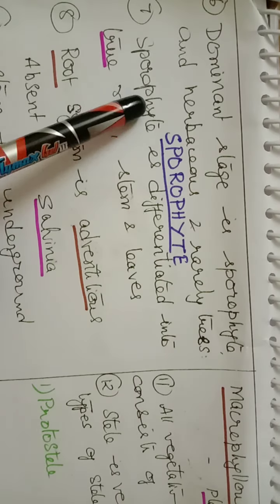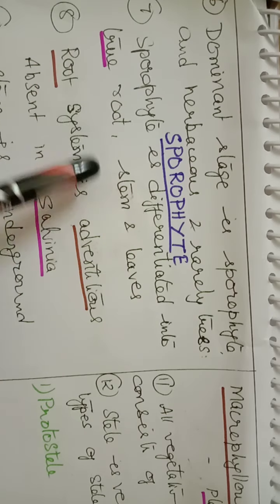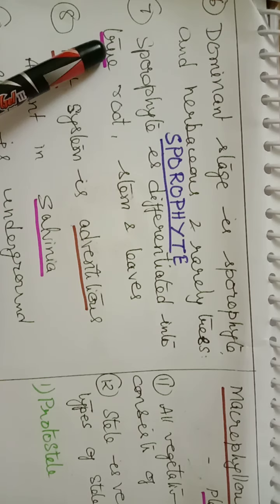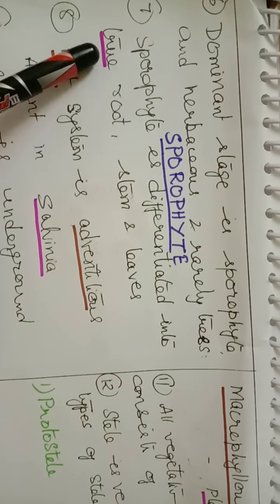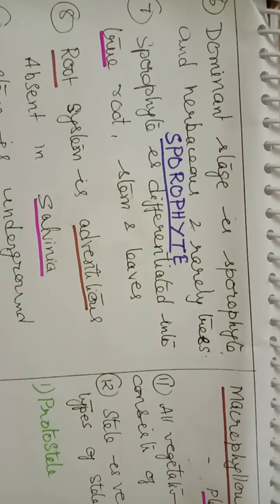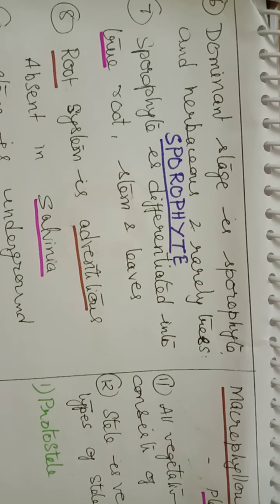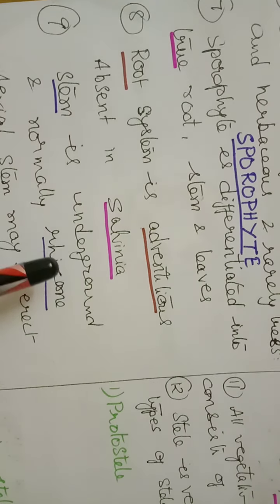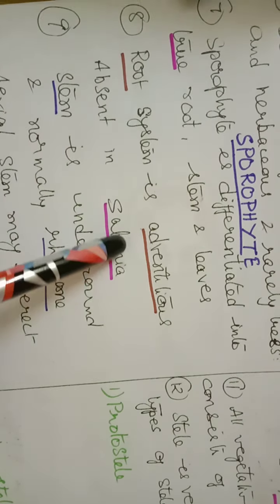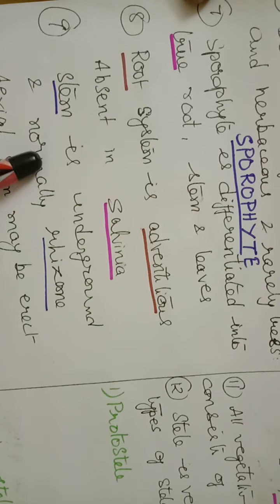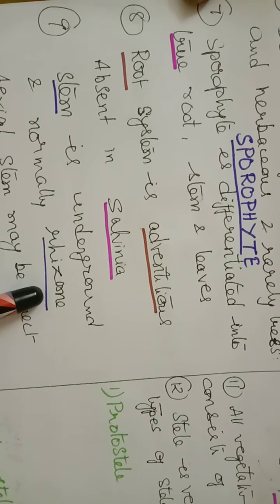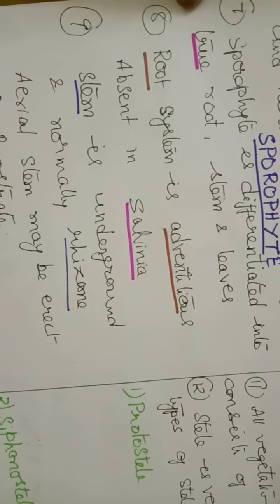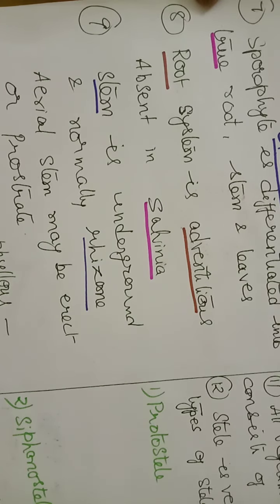Now, the sporophyte is differentiated into true root, stem and leaves. Here we use the word true because they have a vascular system. So, they are called true root, stem and leaves. The root system here is of adventitious type and is normally absent in case of Salvinia. Salvinia is a hydrophyte, so it is absent in Salvinia. The stem is underground and it is a rhizome. Rhizome is an underground stem and it stores food and also propagates vegetatively.